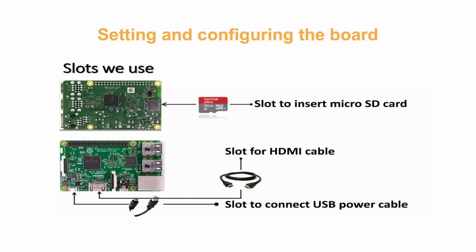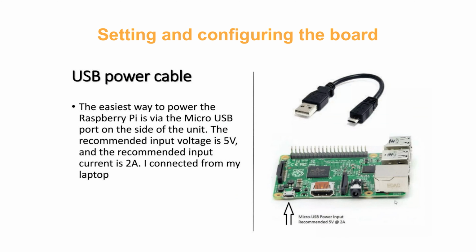An HDMI cable is connected for display purposes, and the inbuilt USB power slot is used for powering up the Raspberry Pi. So here is the power cable. As the slide shows, this Raspberry Pi board supports a 5 volt supply with 2 amps.